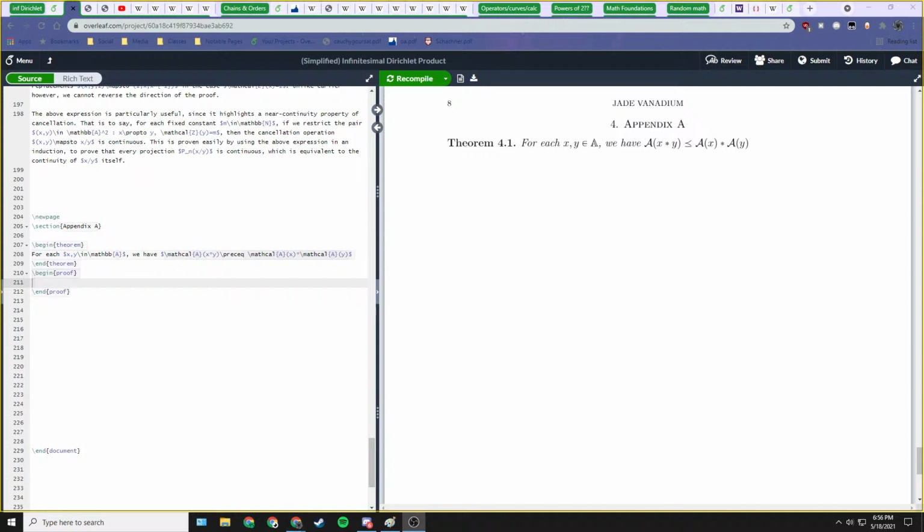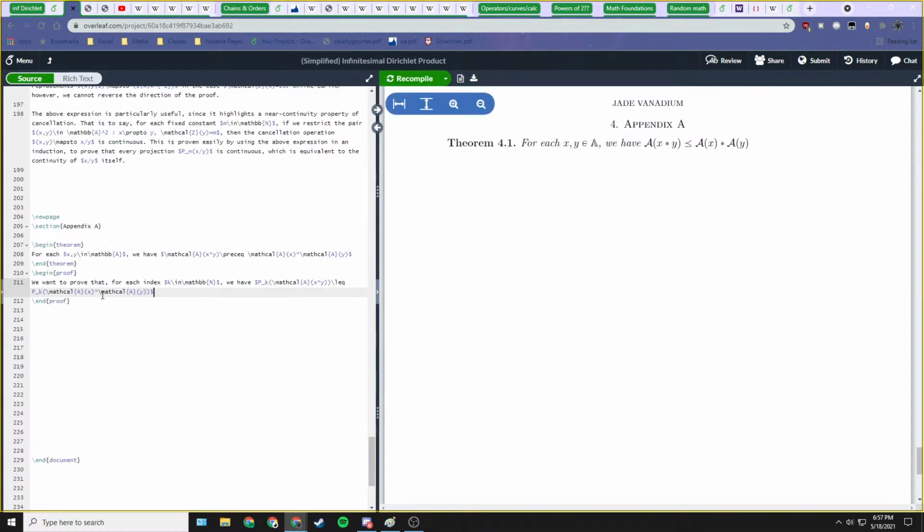So we want to prove this theorem. In order to prove this precession relation, we want to prove a less than or equal to relation on each index. So I'll start by writing that down. Projection k of a of x times y is less than or equal to pk of a x times a y.